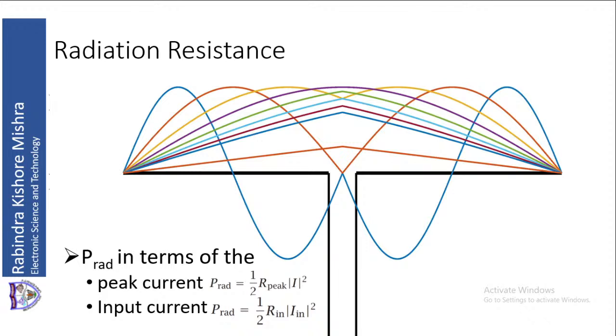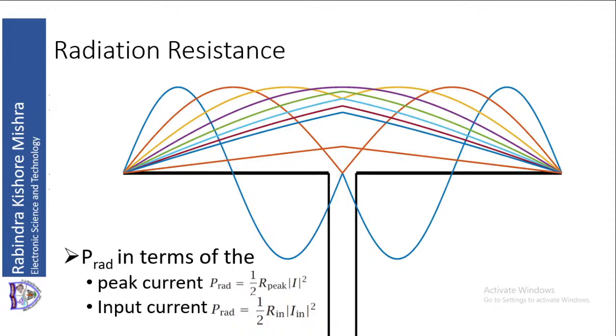Similarly, if length is 2 lambda, then current is 0 at the center of the antenna. So it is not always true that at the center of the antenna the current will be maximum. Current is 0 under one condition, that is when it is open circuited, impedance is infinite. So current is 0 if it is open circuited at the center. That is the condition under which the 0 will occur there.